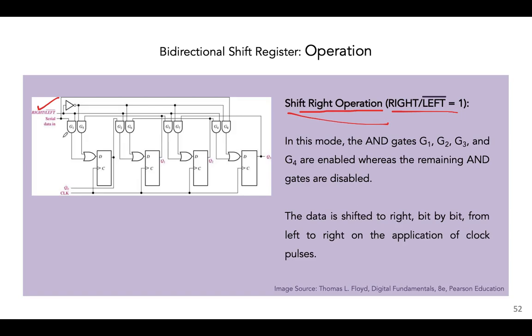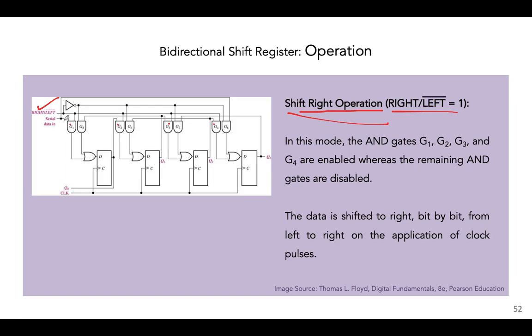What happens in this mode? When this line is 1, the AND gates G1, G2, G3 and G4 are enabled, which means they are active, which means they will be behaving like open circuits, right? So these 4 will be open. The other 4 AND gates will be closed. Data will be shifted to the right bit by bit, right, on the application of the clock pulses.